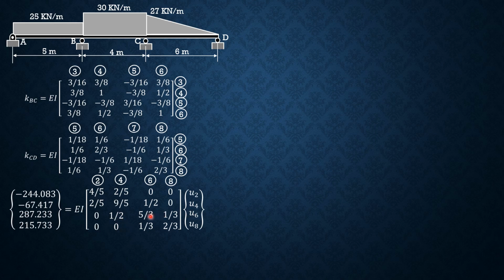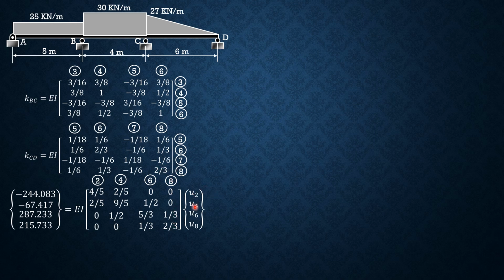Then this is 6, 6. For AB, there's none. So for 6, 6, we have 1 here, and 1 plus 2/3 is 5/3. Then we have 6, 8, which is 1/3. So we copy 1/3 here for 8, 6. And finally 8, 8, which is 2/3 here.